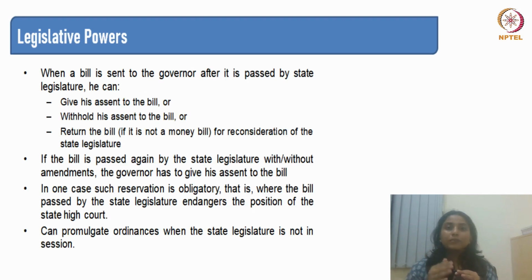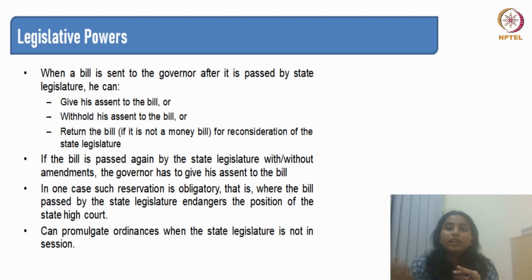So once a bill is passed by the state legislature, it will go to the governor, and the governor has three options. One, he can give assent to the bill. Second, he can withhold his assent to the bill. Third, he can return the bill, but he won't be able to return the bill if it's a money bill. So that's a limitation to the legislative powers of the governor.